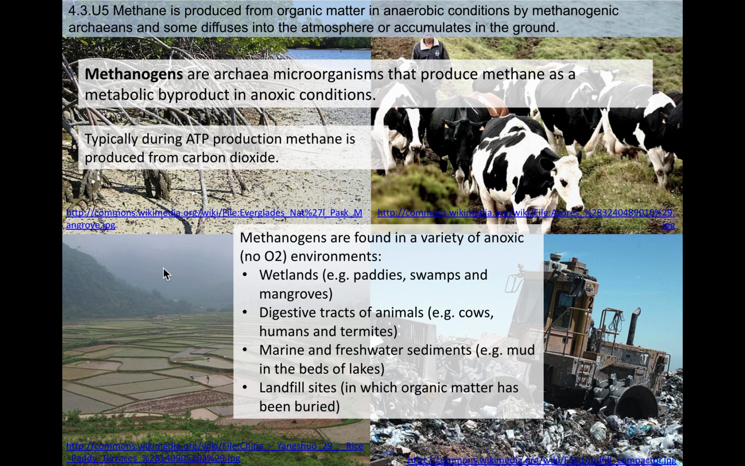Okay. The last character we want to talk about is methanogens. Now, methanogens are archaea, which is a domain of types of bacteria. They're like the ancient bacteria that can handle really extreme environments like hot springs or very acidic environments. So methanogens are archaeobacteria, microorganisms that produce methane as a metabolic byproduct in anoxic conditions. Anoxic means no oxygen. Typically during ATP production, methane is produced from carbon dioxide.